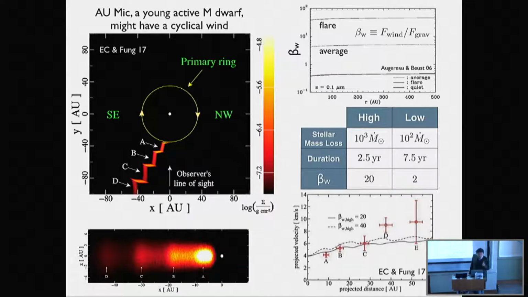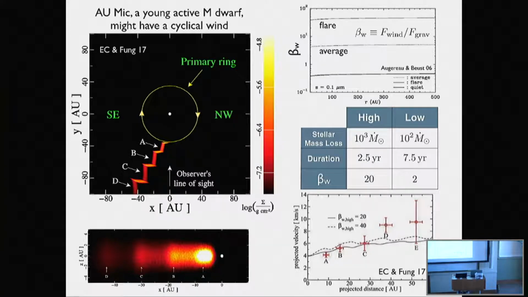The big assumption that we make is that this wind has a cycle to it, with about a 10-year period. That's an assumption that we make. When the wind gusts, which it does about a quarter of the time, it exerts a ram pressure force on submicron-sized dust grains that exceeds the force of gravity by a factor of 20. So this is the wind that's repelling these grains outwards.